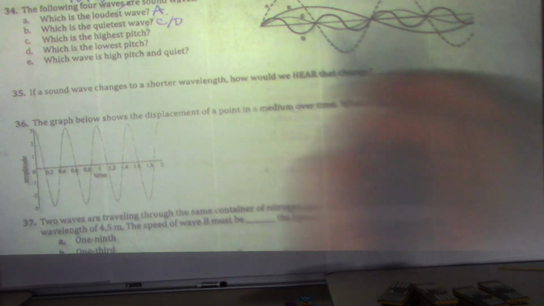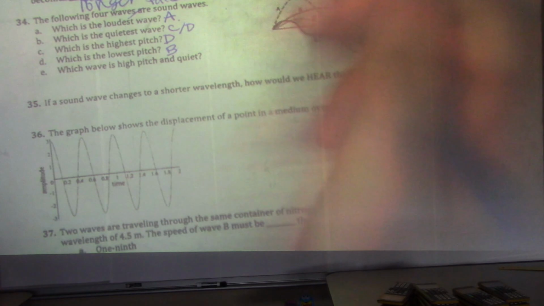Highest pitch. So highest pitch is going to be the one that's most squished together. So it's going to be D. Lowest pitch is the one that's most spread out. So that's going to be B. And the one that is high-pitched and quiet, so squished together but not tall, that's D.